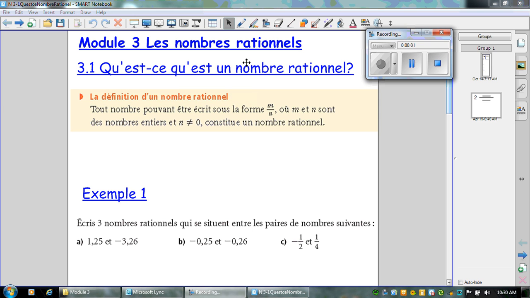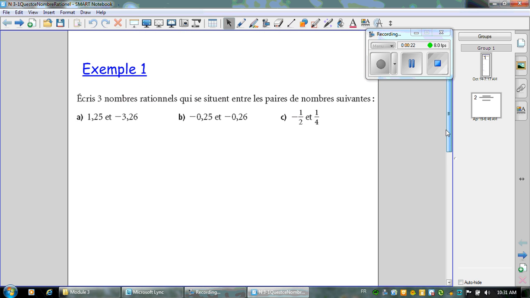Rational numbers. What is a rational number? A rational number is all numbers that can be written in the form of a fraction m over n, where m and n are integers, n excluding 0. So any fraction is a rational number, and any decimal that can be written into a fraction is a rational number. So let's do a couple of examples.